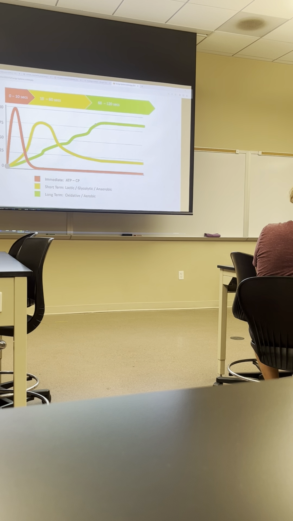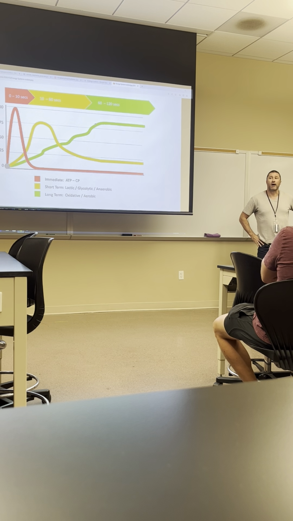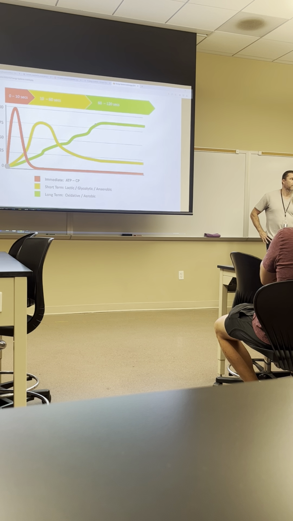Why do we have three systems? Why did we evolve to have three different systems? To adapt to our environment. Right, how does it help us adapt to our environment? So where did humans evolve? Africa. We were from Africa.